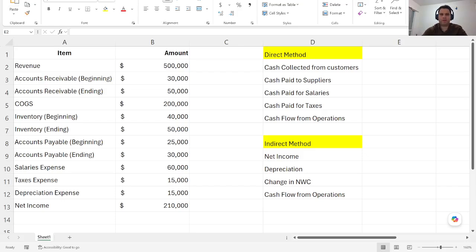In this video, we're going to calculate the cash flow from operations using both the direct and the indirect method. Relevant information is being given here, so we're going to use that in doing our calculations.